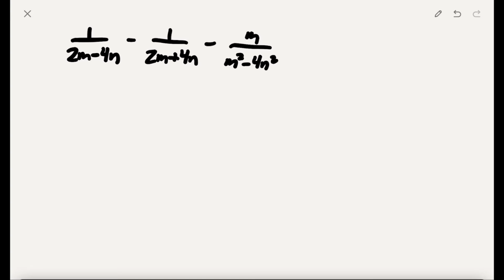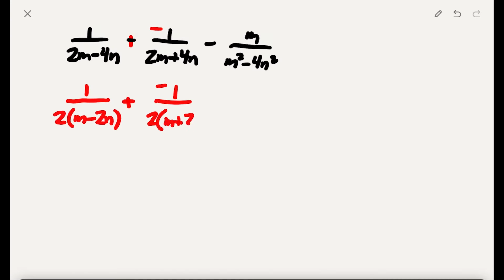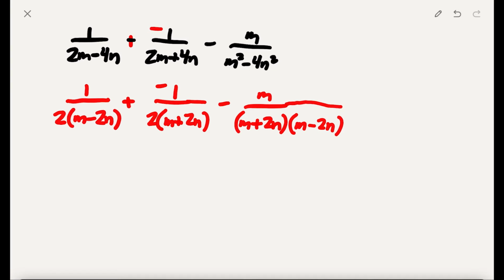All right, first thing I'm going to do is factor all those denominators to see what I'm working with here. So we can factor out a 2 here, and you're going to be left with m minus 2n minus, okay, again, I would make that add negative here. Factor out a 2, and you're going to be left with m plus 2n minus m over m plus 2n times m minus 2n. Okay. Now to get common denominators, I'm going to multiply this one by m plus 2n over m plus 2n.